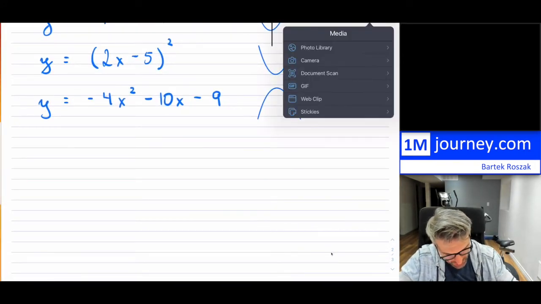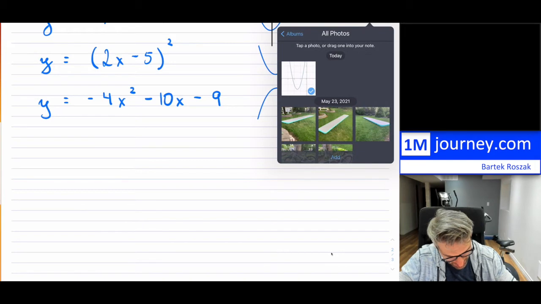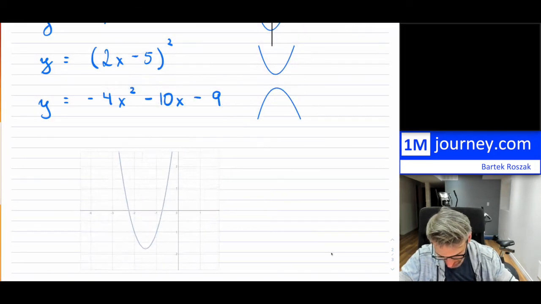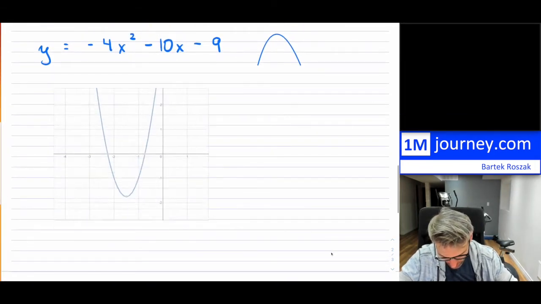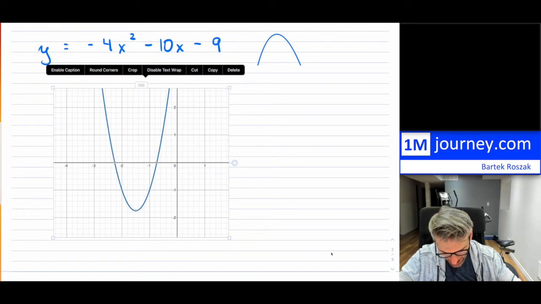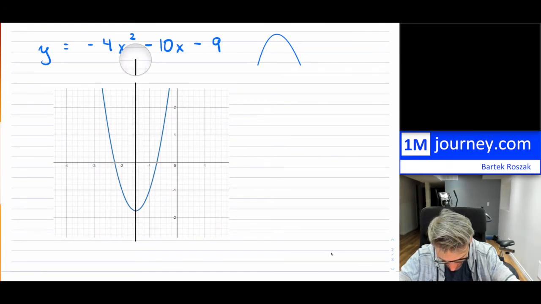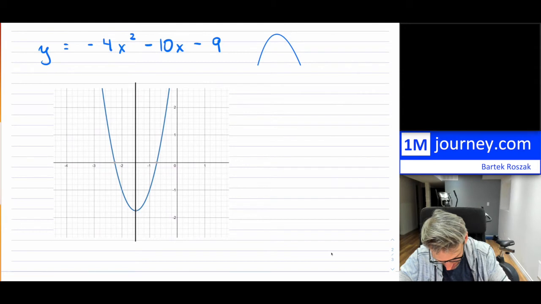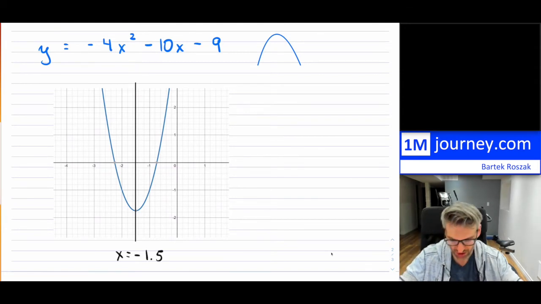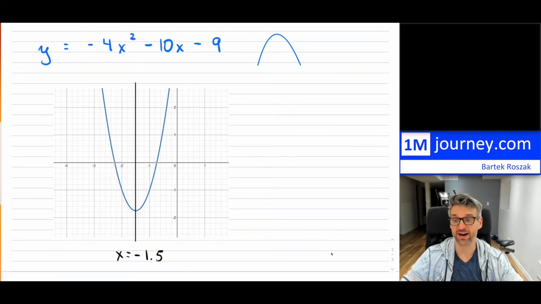So for this, how do I find this symmetrical line? Well, here it is. That's the actual graph. What I want to be able to do is find this line of symmetry, which basically cuts this thing in half and goes through that vertex point. That's what I want to be able to find. And that happens at x is equal to negative 1.5 because we saw it from the graph.